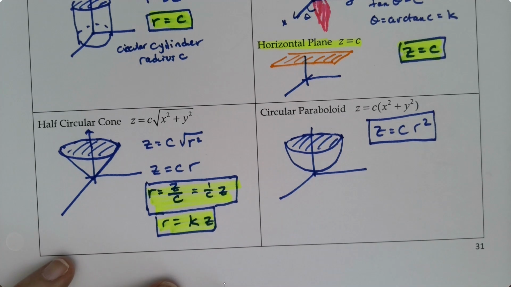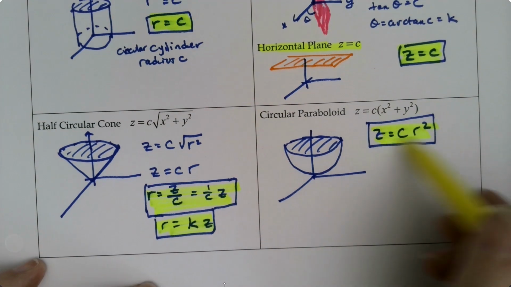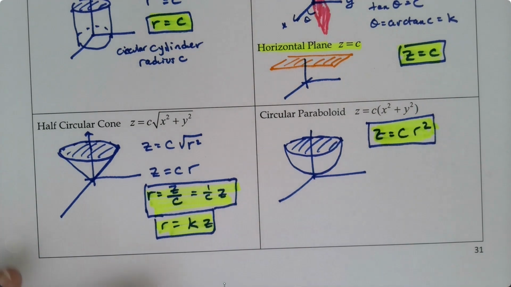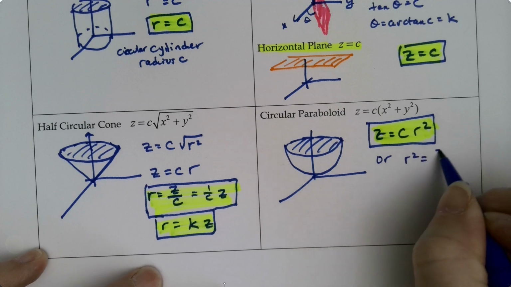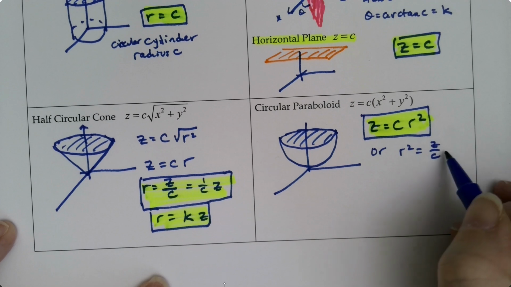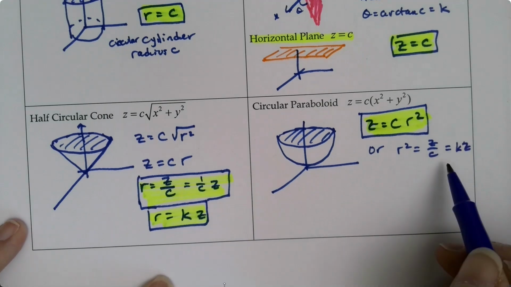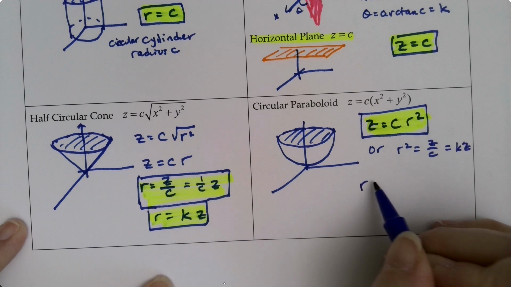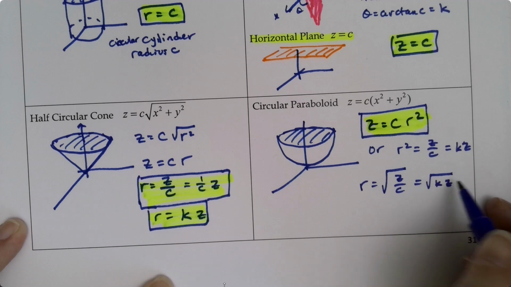Now, a lot of times that's weird. We don't usually solve for z equals. We have to here for the horizontal plane because we don't have any choice. So that works, but we could also solve this for r. So let's do that. r squared is z over c, which we know means it's kz, k being 1 over c. It just depends on how you want to write your constant. And then r would be the square root of z over c, which is the square root of kz.